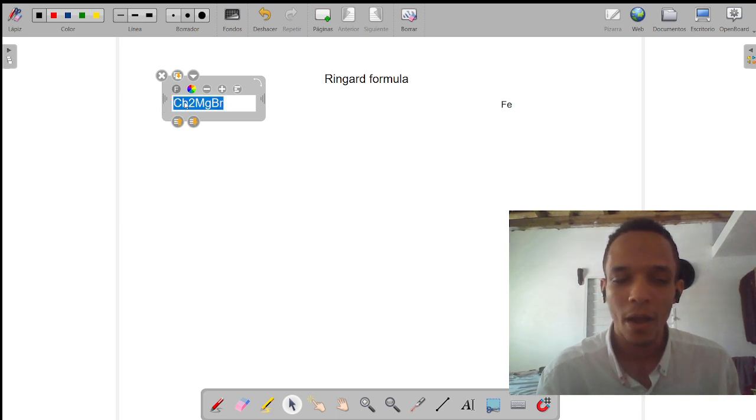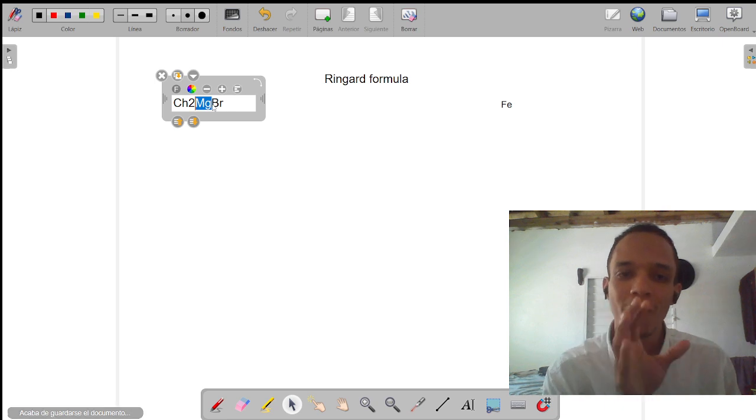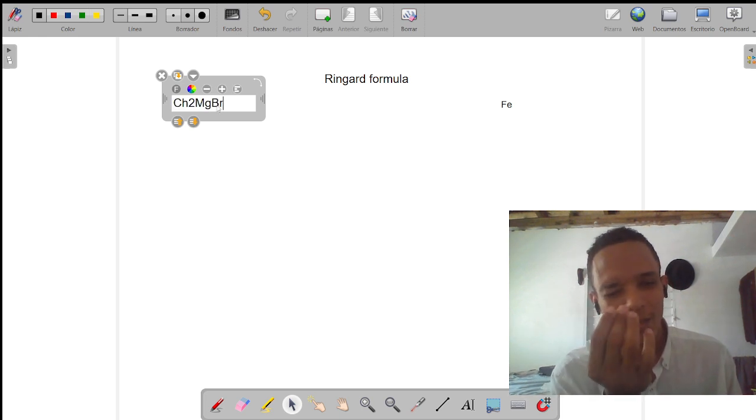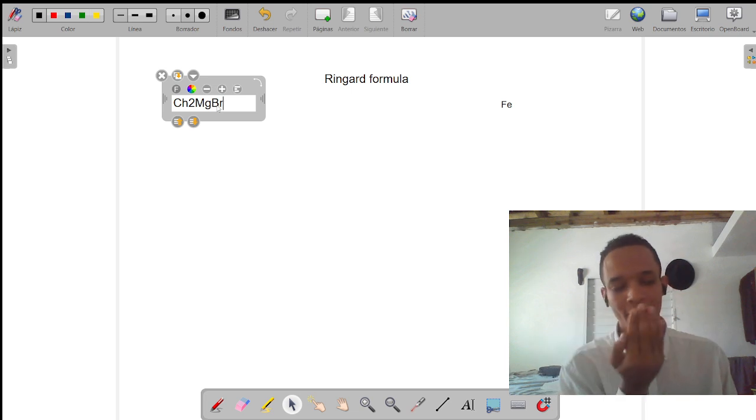I chose this one because it has Mg, and Mg is magnet. Magnet is something that attracts. But this one is together with CH2, which is something with softness to be transitionable. I mean, with the capacity of transition.